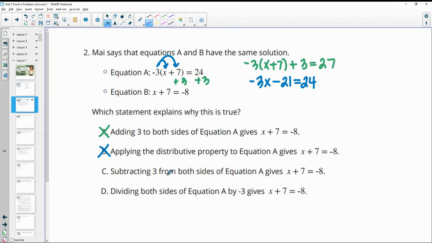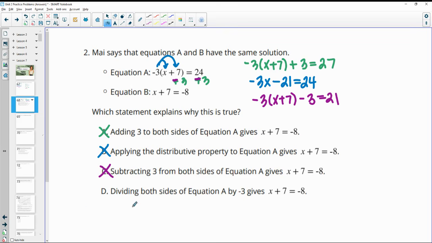Part C, by subtracting 3 from both sides. So instead of adding 3, we would subtract 3. Again, we wouldn't be able to get into these parentheses, so that would have to stay the same. Then we would have a -3 outside. And then 24 minus 3 would be 21. So that doesn't get us to that equation.